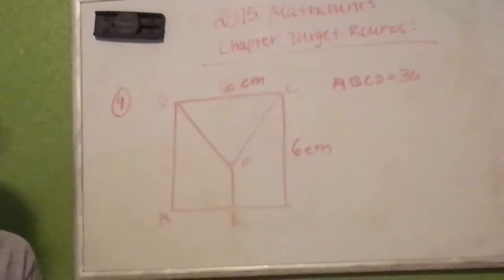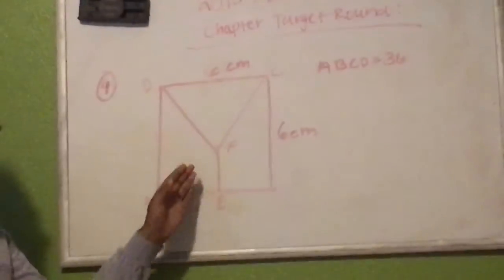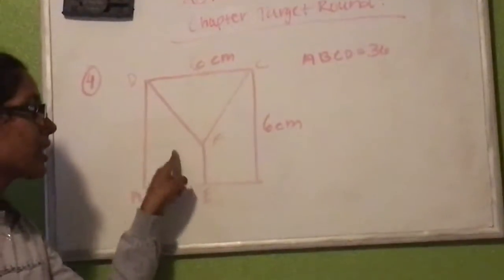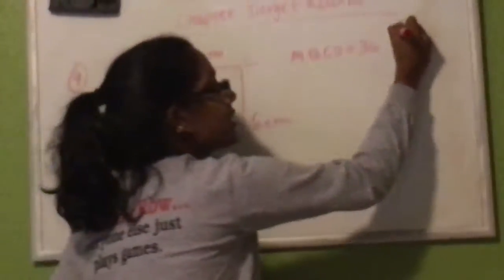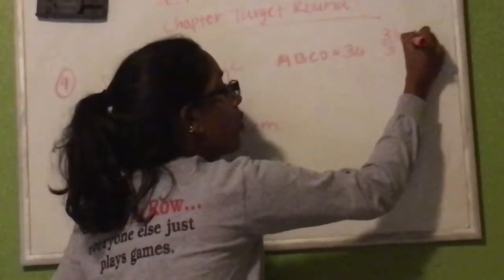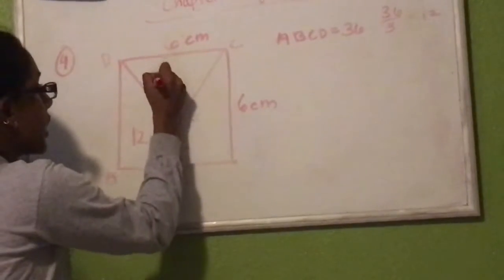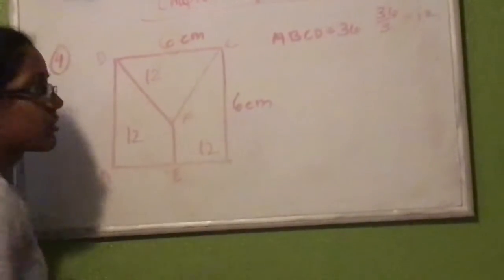Because the whole square is 36, and each of these three sections has an equal area, we know that each of these three sections is equal to 36 divided by 3, or 12. So we know that all three sections have an area of 12 centimeters squared.